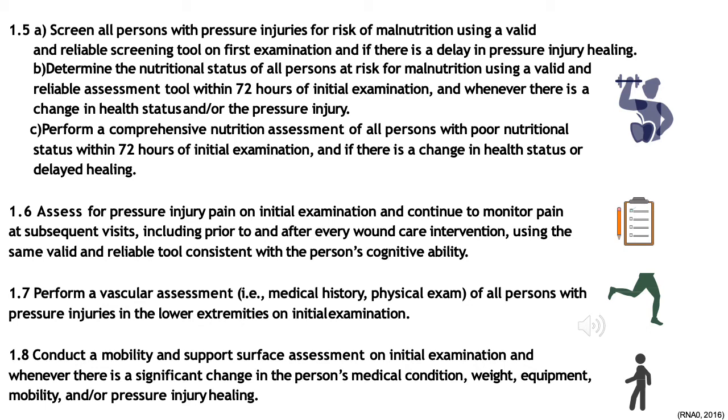1.6. Assess for pressure injury pain on initial examination and continue to monitor pain at subsequent visits, including prior to and after every wound care intervention, using the same valid and reliable tool consistent with the person's cognitive ability. 1.7. Perform a vascular assessment of all persons with pressure injuries in the lower extremities on initial examination. 1.8. Conduct a mobility and support surface assessment on initial examination and whenever there is a significant change in the person's medical condition, weight, equipment, mobility, and/or pressure injury healing.